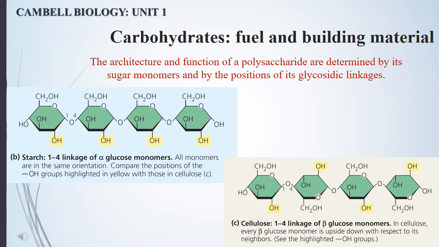On image C, we have cellulose, which is again a 1-4 linkage of glucose, but the glucose in this case is in a beta conformation. And you can see that the OH groups are alternating above and below the plane of the polysaccharide.